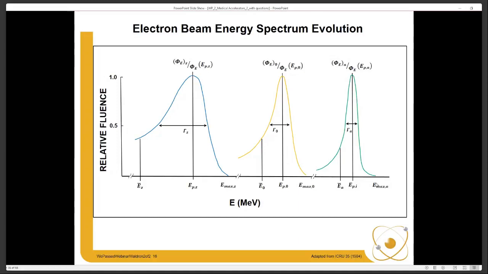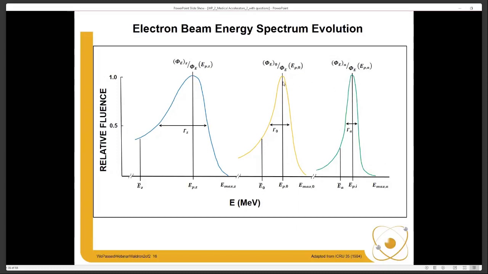I've got an Emax value. This is going to be the maximum energy at the accelerator window. So we're going to be near to that 3%. That 3% number is quite a bit wider in this depiction. And then down here, at around a third of the maximum value, I've got the E-bar A, which is the average energy at the accelerator.